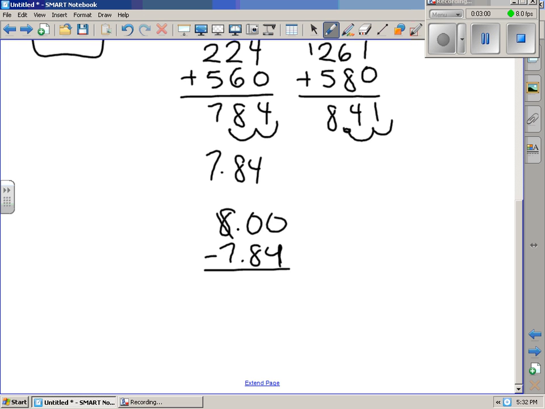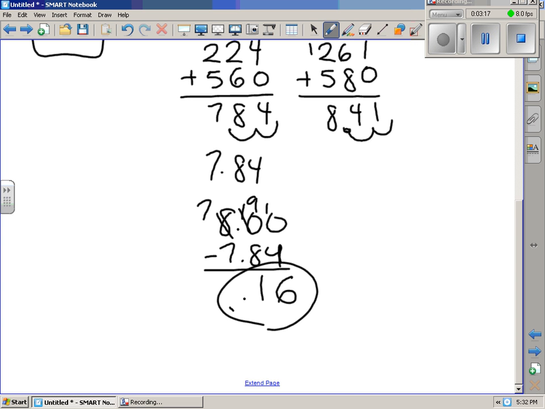So I'm going to need to borrow. 10 minus 4, I get 6. 9 minus 8, I get 1. And it is 16 cents away. So if you have trouble thinking about it in your head, you can always just subtract. So if you think about it as money, it's 16 cents away.